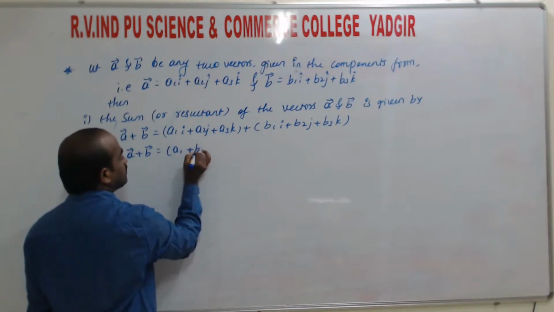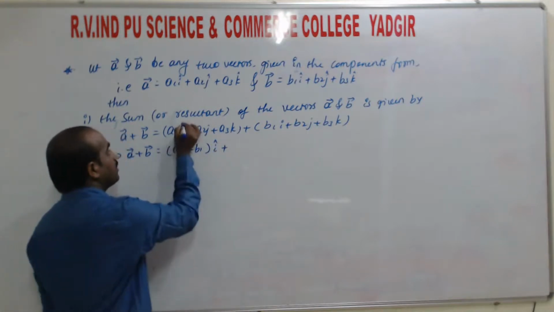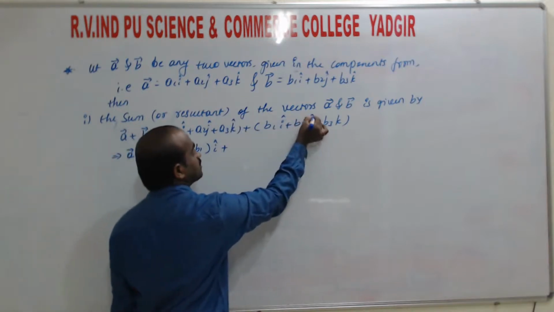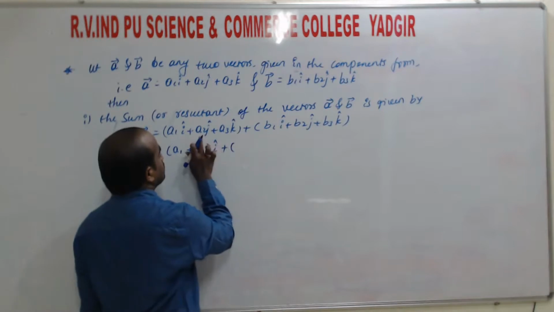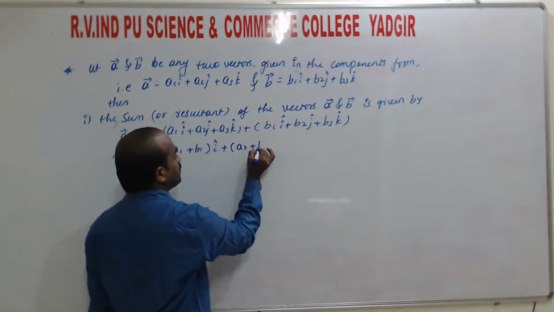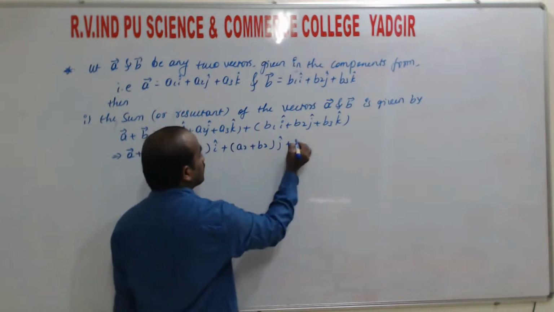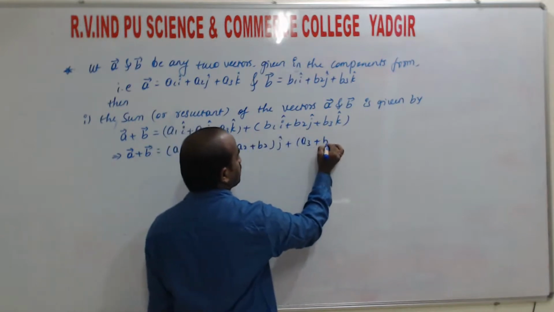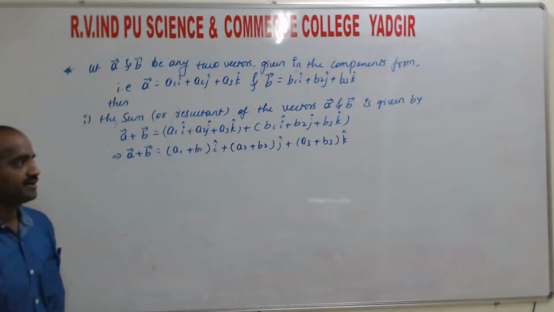a1 plus b1 into i. Here i, j, k are unit vectors. Plus a2 plus b2 into j cap. Next, a3 plus b3 into k cap. This is the resultant of the vectors.